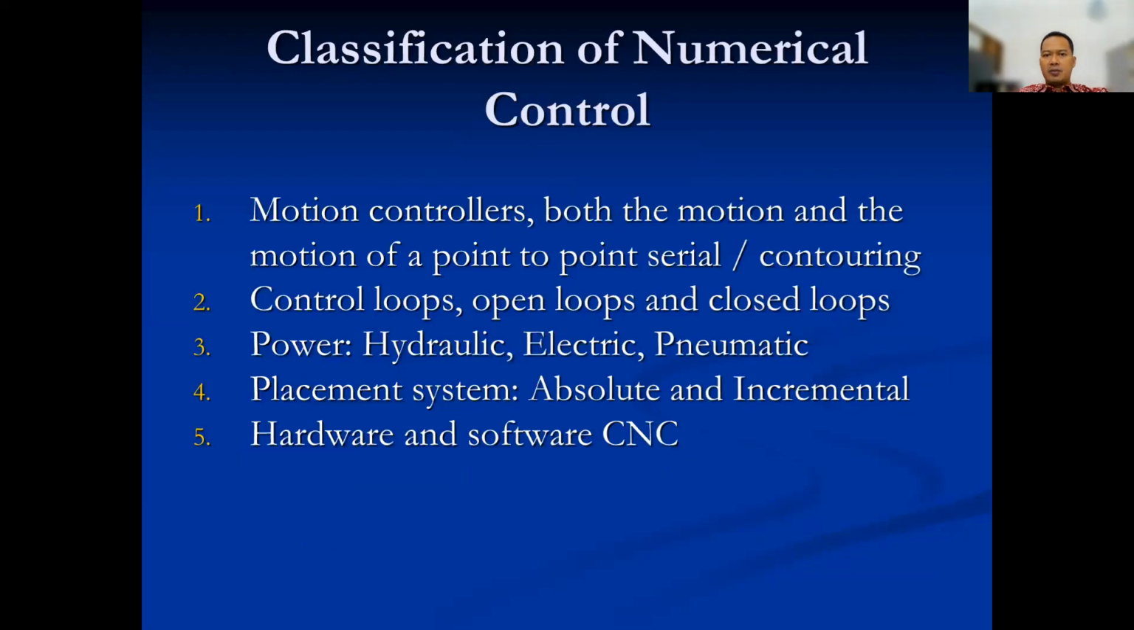The classification of numerical control: first, motion control, which is point-to-point or contouring. And then the second is control loops. There are open loops and closed loops. Then power, for example, hydraulic, electric, and pneumatic. And then the placement system, which is absolute and incremental. And then the fifth is hardware and software of CNC.